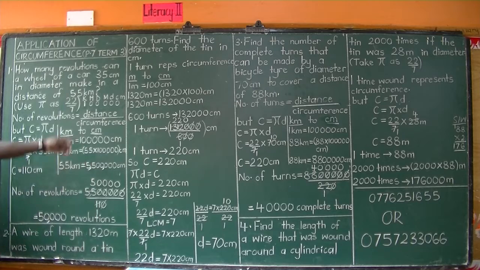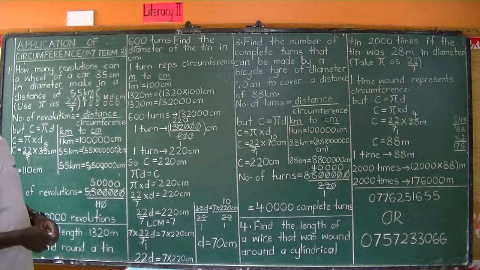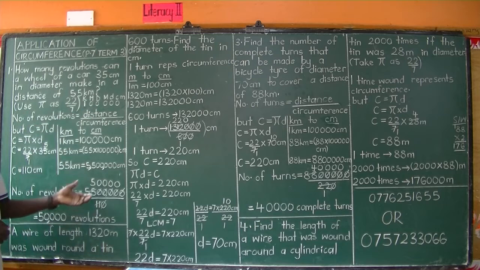If it is 35 centimeters in diameter, to cover a distance of 55 kilometers. All in all, we must know that the number of revolutions equals distance divided by circumference, which must be in the same units before you actually divide. Like I've done, you must do this, and when done, you never fail.